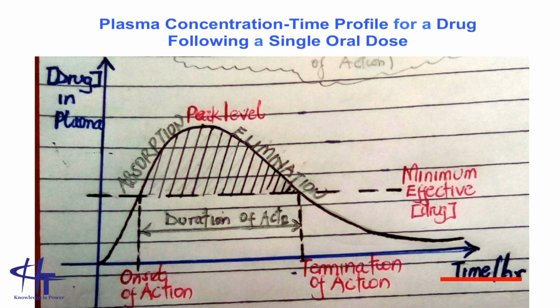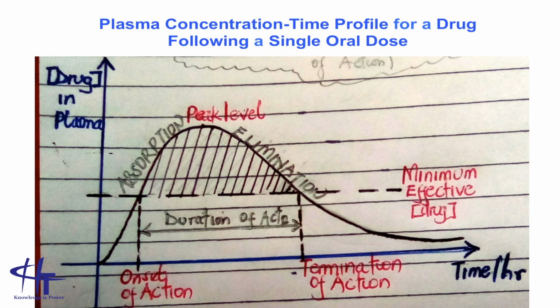Now, if you give that drug orally, then we expect that the plasma concentration of that drug will start from 0, and then it will rise steadily. It will rise steadily until a point where it cannot rise anymore, and then it starts falling steadily.